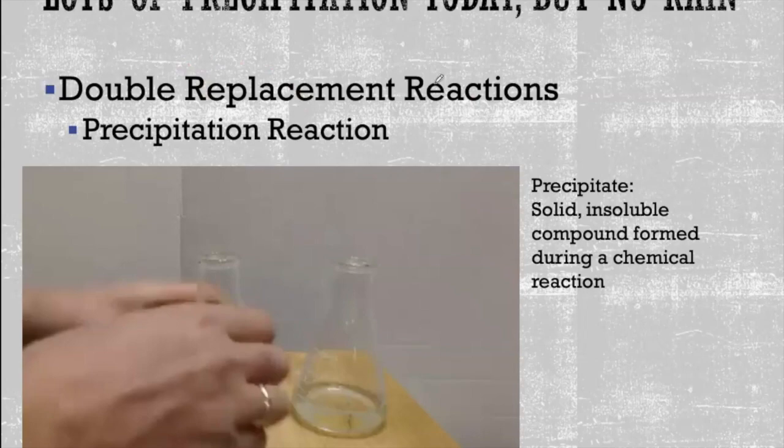So now we're going to shift gears a little bit and begin to examine double replacement reactions. Double replacement reactions have a particular subclass of reactions that we're going to call precipitation reactions. Okay? So here's an example of a precipitation reaction in this quick short video.